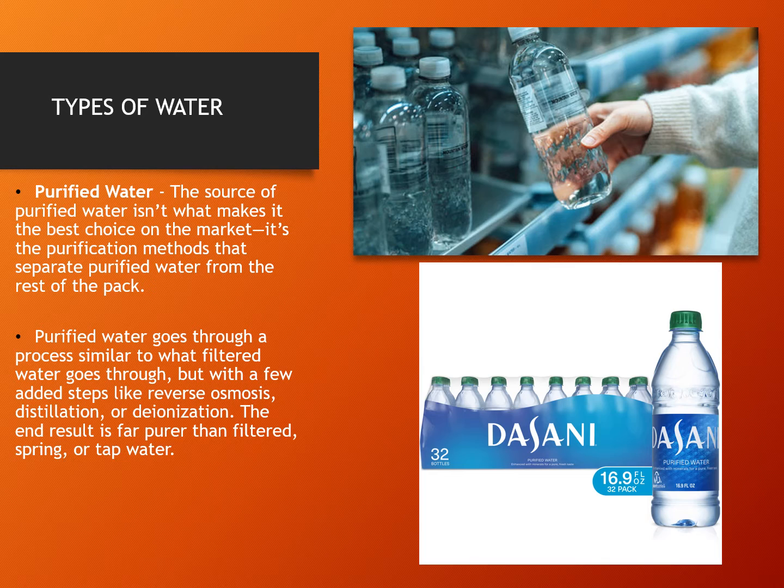The next is called purified water. This is what can be seen in most bottled waters in the groceries. Purified water goes through a process similar to what filtered water goes through, but with a few additional steps like reverse osmosis, distillation, and deionization.